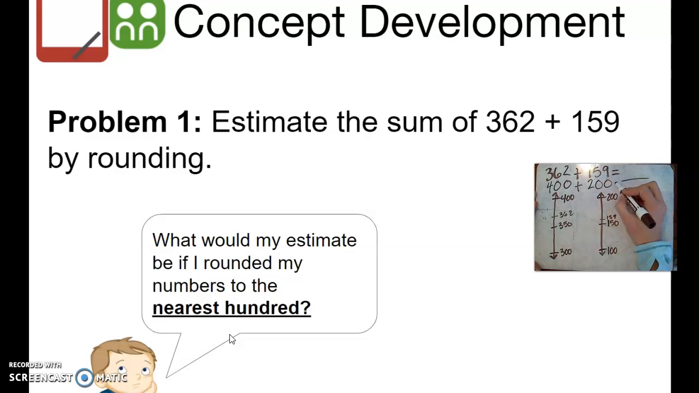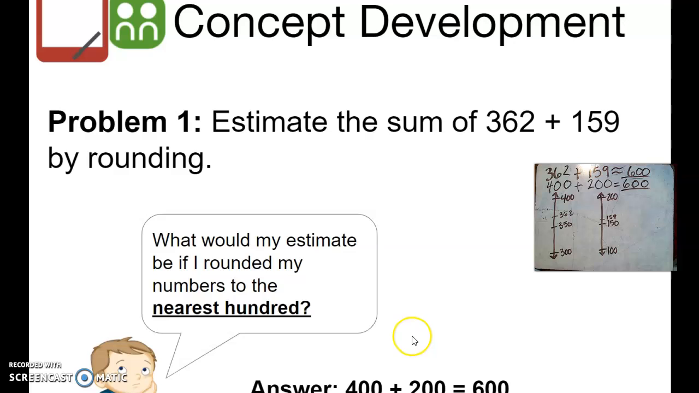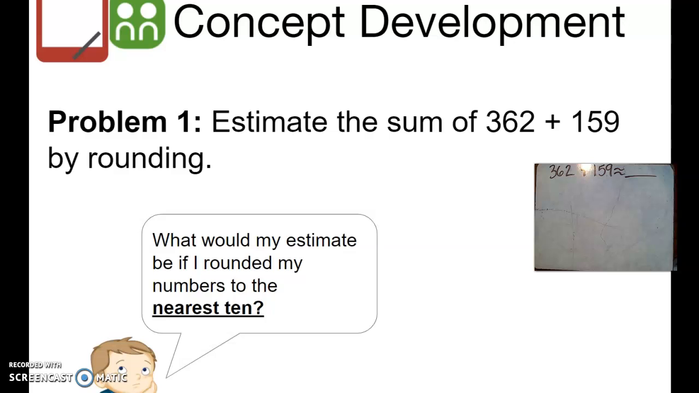Now all I have to do is add 400 and 200. And that's easy. 0, 0, 0. 0, 0, 0, 2, 4, 6. So if you said that 362 plus 159 is about 600, give yourself a pat on the back. Let's see what our little guy here had to say. Yeah, we got that exactly right. Nice job.